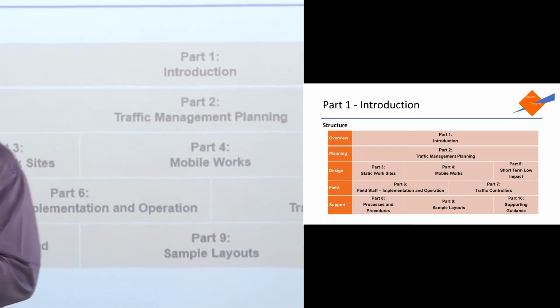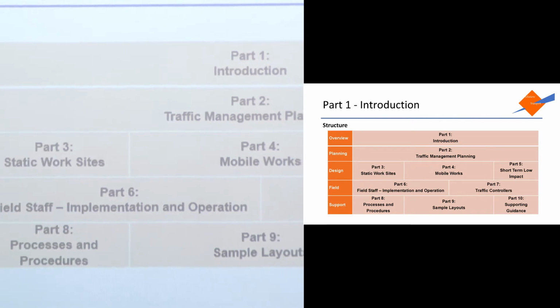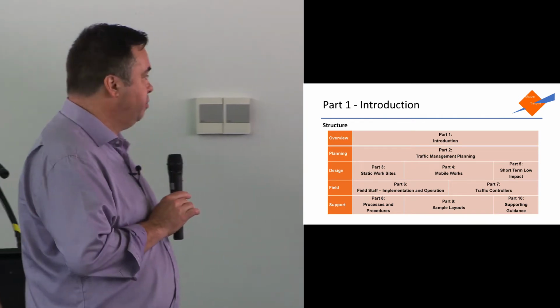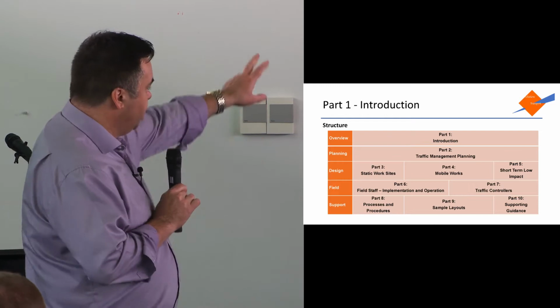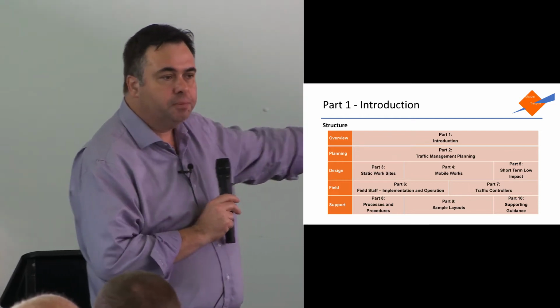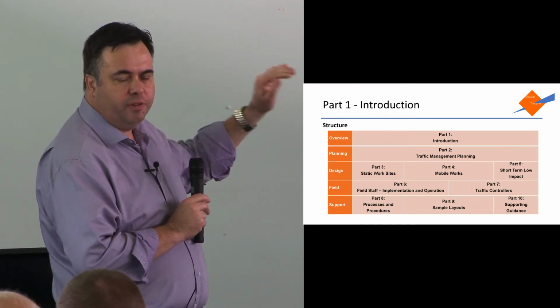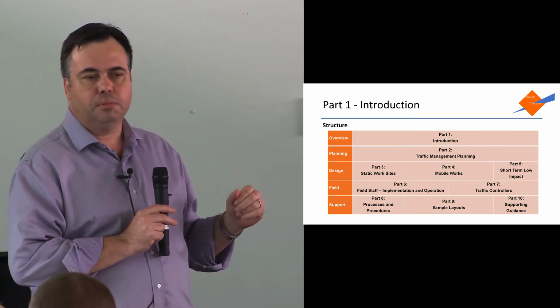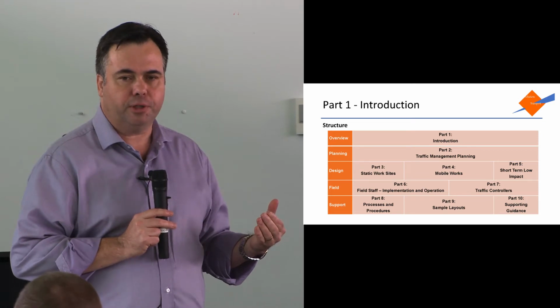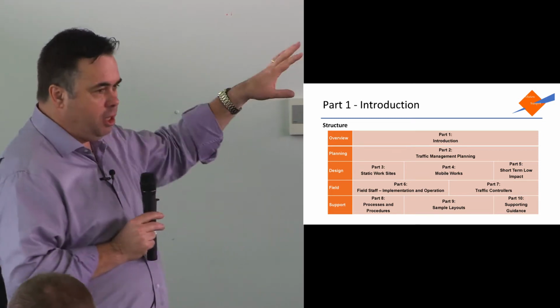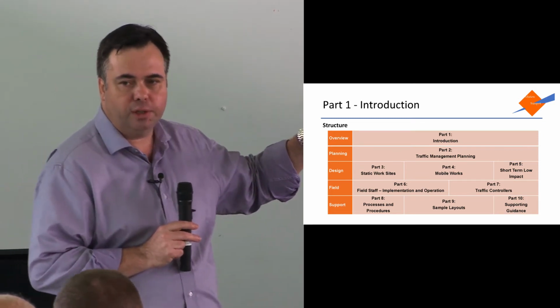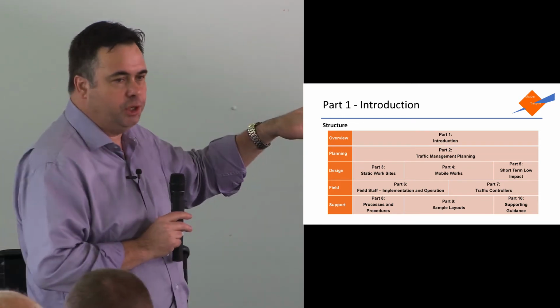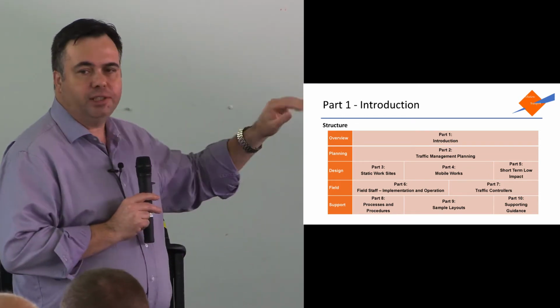So, that is the structure of the guide, the 10 parts that we have published. If you look down the left-hand side at the orange boxes, what you'll see there is that we've broken it into distinct roles or distinct phases that we think are important in temporary traffic management. So there's the overview, part 1. As I said, you'll read this document once and then it'll sit on the shelf. The next phase is to plan the job.